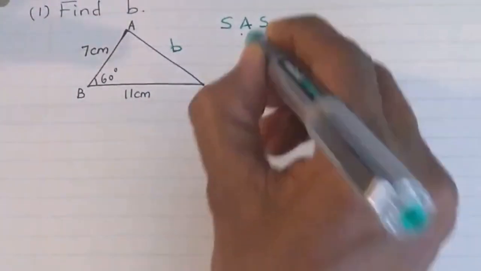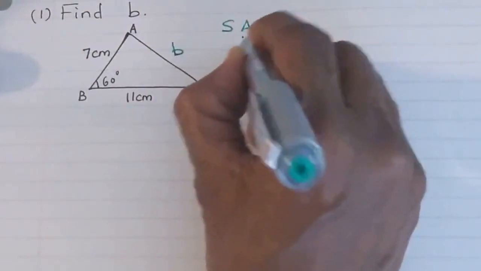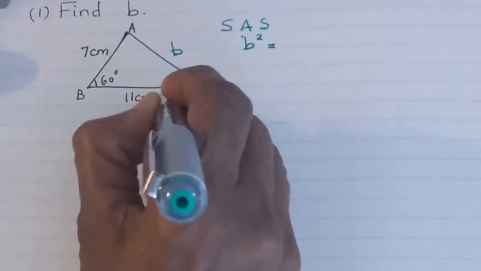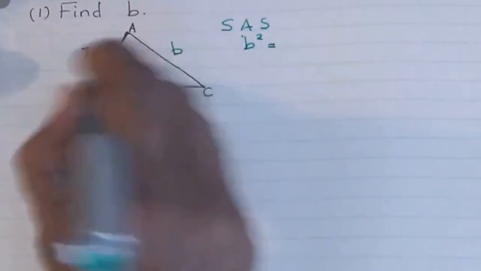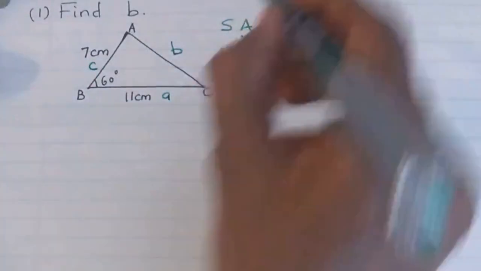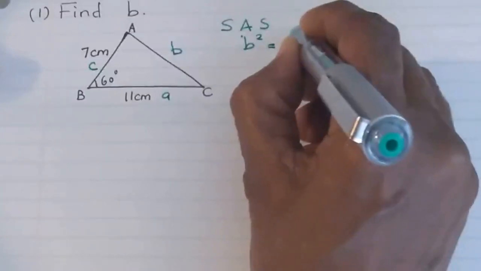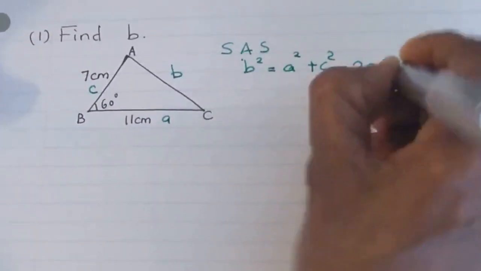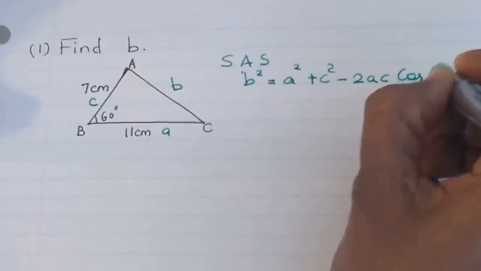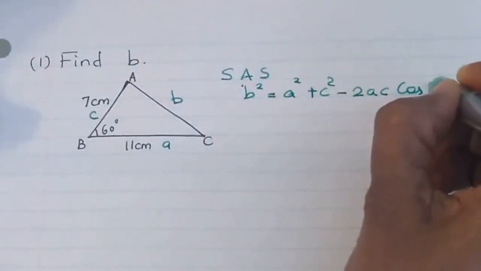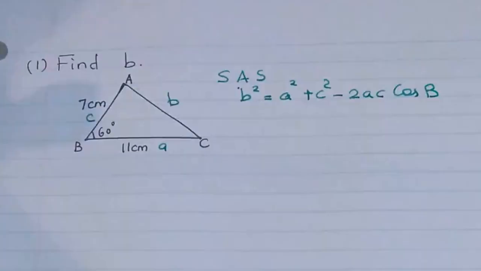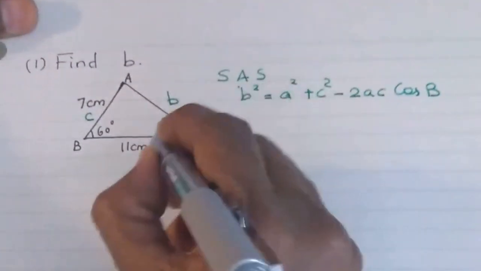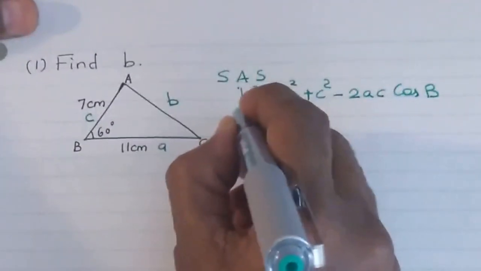Let's write the equation for the cosine law. So B squared is equal to, so A would be the side opposite to angle A and C would be the side opposite to angle C. So A squared plus C squared minus 2AC cos, and the angle here is going to be the corresponding angle for side B, cos B. Now we just have to substitute the values because we already know all the values except for B.